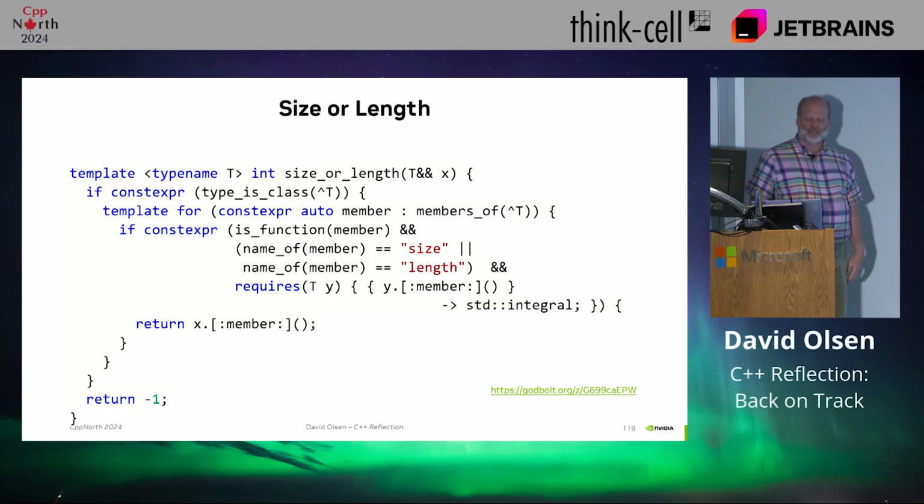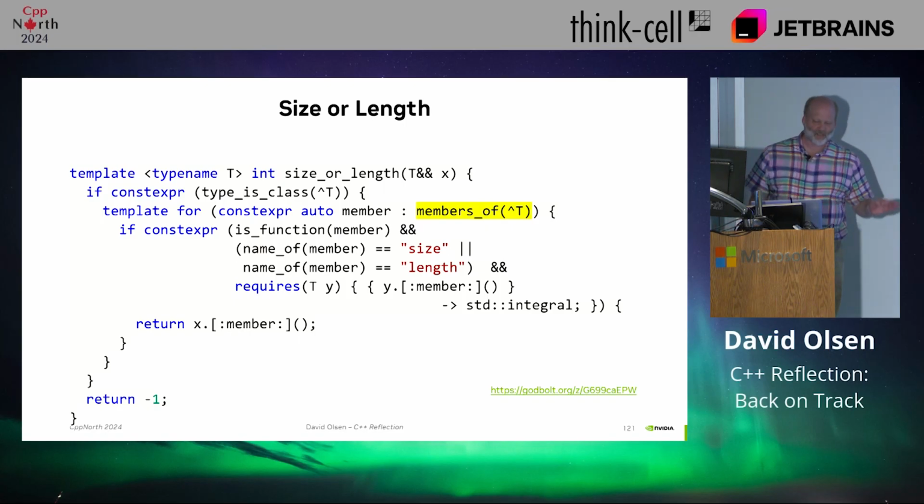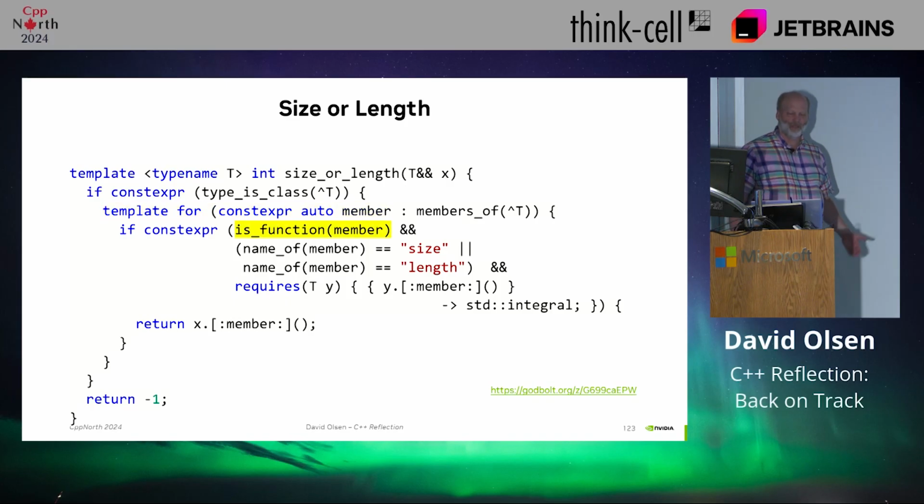One final look at our size length problem. If the argument is of a class type, get the methods of that type. Get the members of that type, and iterate over them. If the member is a function, named size or length, that can be called with no arguments and it returns an integer, then call that member function.